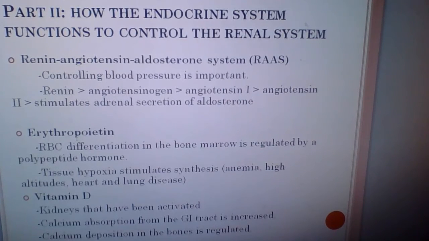and erythropoietin. Red blood cell differentiation in the bone marrow is regulated by a polypeptide hormone. Tissue hypoxia stimulates synthesis, as in anemia, high altitude, and heart and lung disease. The kidney also produces vitamin D. When it has been activated, calcium absorption from the GI tract is increased and calcium deposition in the bones is regulated.